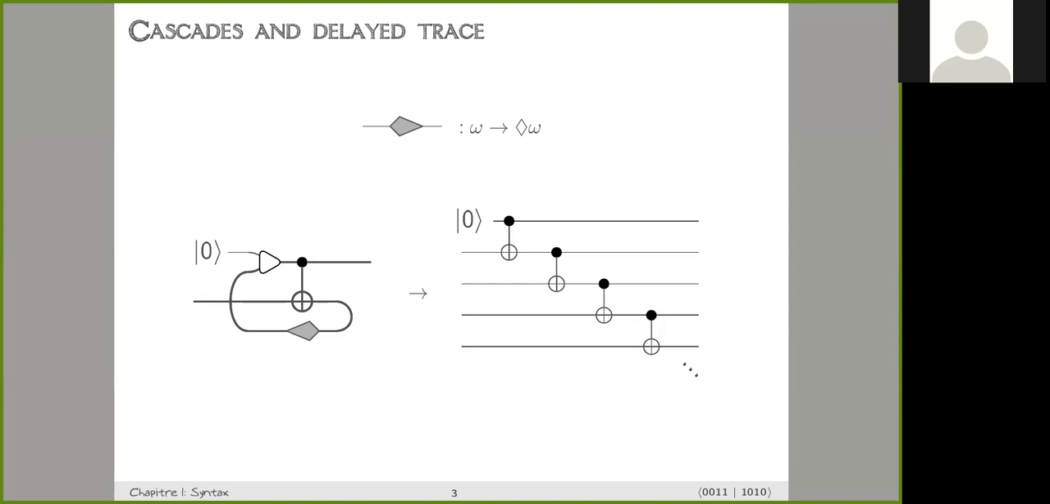And from this delay gate, we can start building interesting diagrams. So let's focus on these diagrams here on the left. You see you have a CNOT gate.